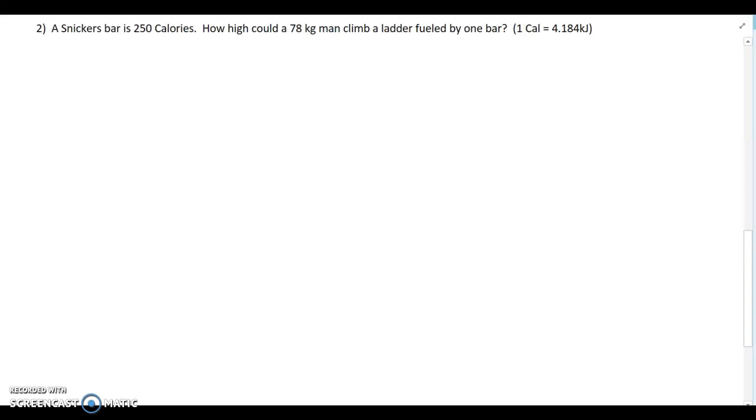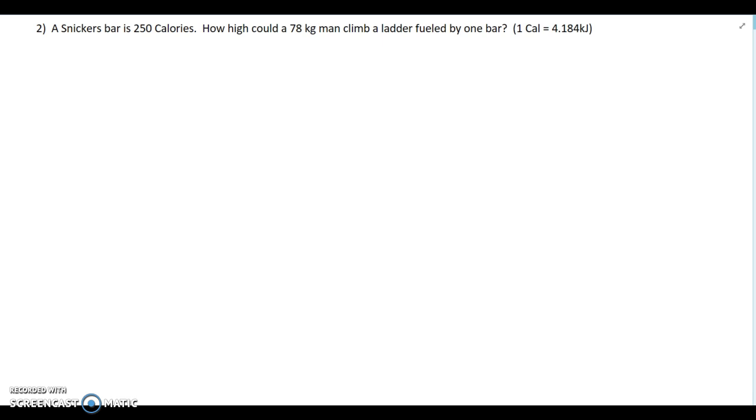Here is a basic energy problem. We have a Snickers bar which gives us 250 calories of energy, and we have a man that is climbing up a ladder being fueled by this energy. We're making the assumption that all of the energy he consumes in the bar is converted to his energy moving up the ladder, which would not be the case in the real world, but we'll make that assumption for this problem.